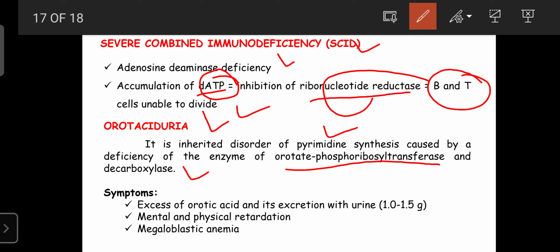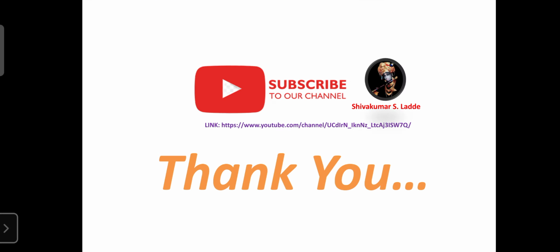Symptoms: excess orotic acid and its excretion in the urine, about 1 to 1.5 grams. As well as mental and physical retardation. The person also suffers from megaloblastic anemia. These are the signs and symptoms of orotic aciduria. So these are the various disorders related to purine and pyrimidine metabolism.